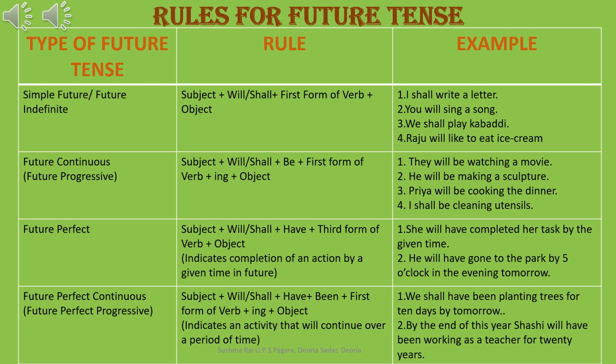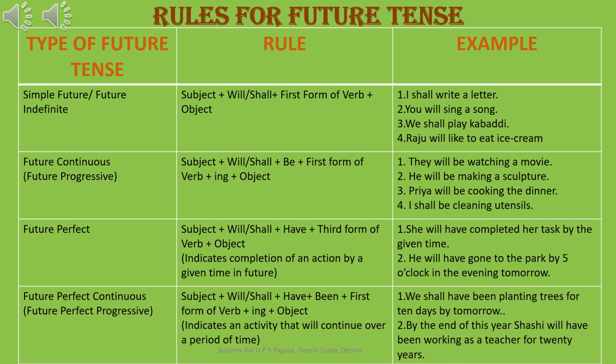The last type of future tense, that is future perfect continuous tense, indicates an activity that will continue over a period of time, so it is used with an expression of time. The rule for writing a sentence in this tense is subject plus will or shall plus have been plus first form of the verb plus ing plus object. Examples are: we shall have been planting trees for 10 days by tomorrow. Second example, by the end of this year, Shashi will have been working as a teacher for 20 years.